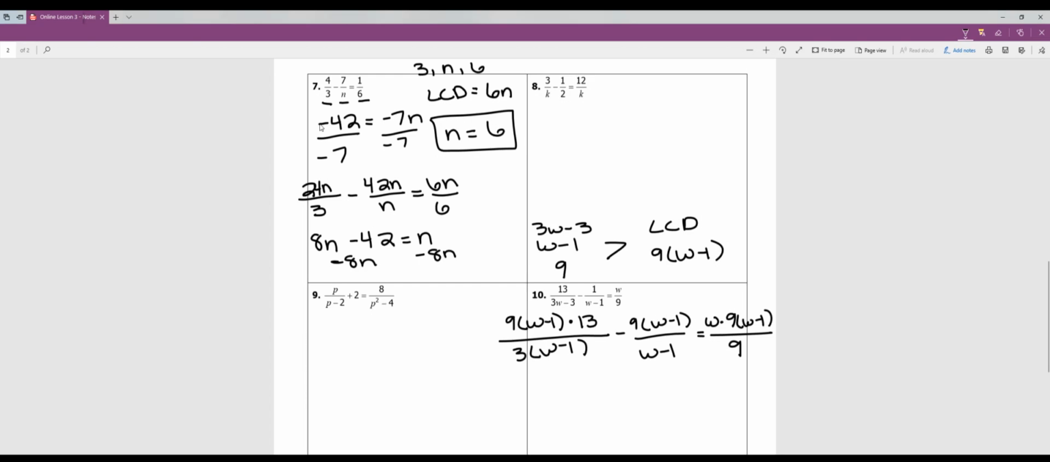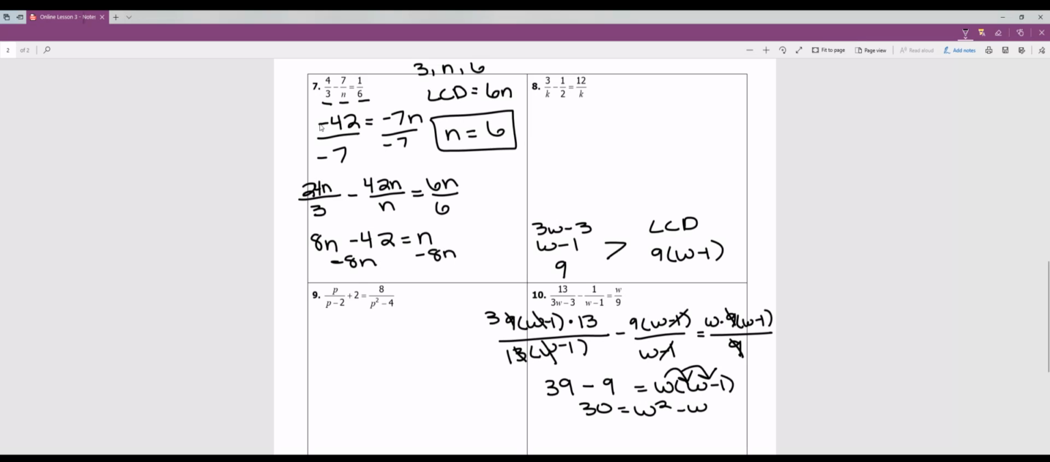So on this first one, I can cancel this. I have 9 over 3, which simplifies to 3. 3 times 13 is 39, so that gives me 39. This also cancels, so I have minus 9. And on this last one, I have these 9's cancel, and I'm left with just w times w minus 1. Okay, so 39 minus 9 is 30, and that is equal to w squared minus w. I got that by distributing this w into my parentheses.